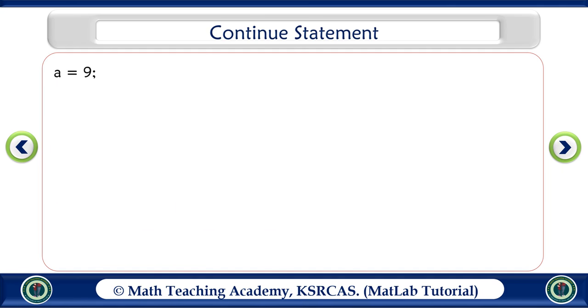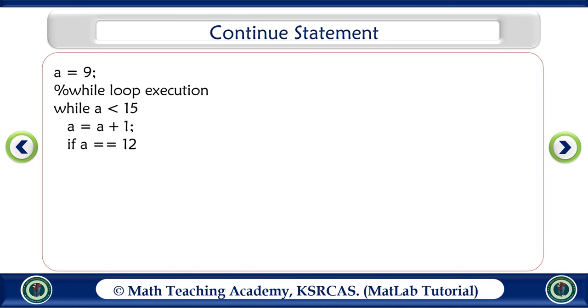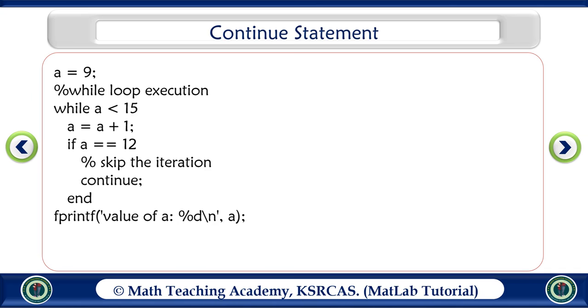Now let's take a look at the example. a = 9; % while loop execution. This is a comment line. while a < 15, a = a + 1; if a == 12, % skip the iteration, continue; end, fprintf('value of a: %d\n', a); end.